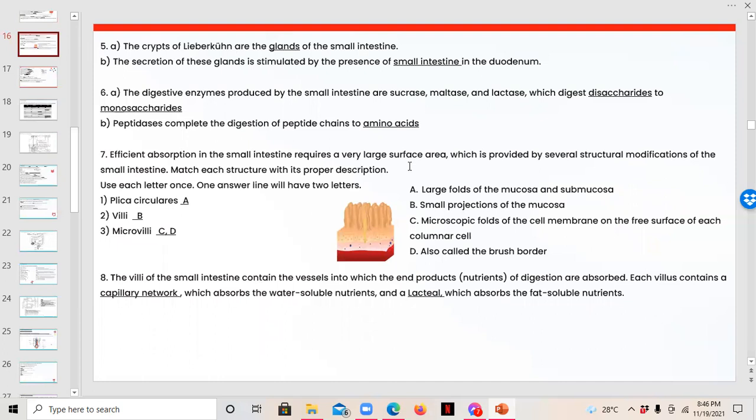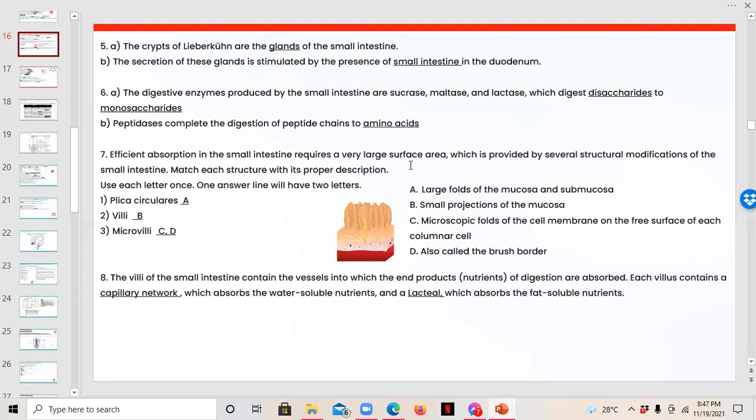5A. The crypts of Lieberkuhn are the glands of the small intestine. Letter B. The secretion of these glands is stimulated by the presence of chyme in the duodenum. 6A. The digestive enzymes produced by the small intestine are sucrase, maltase, and lactase, which digest the saccharides to monosaccharides. Letter B. Peptidase complete the digestion of peptide chains to amino acids.